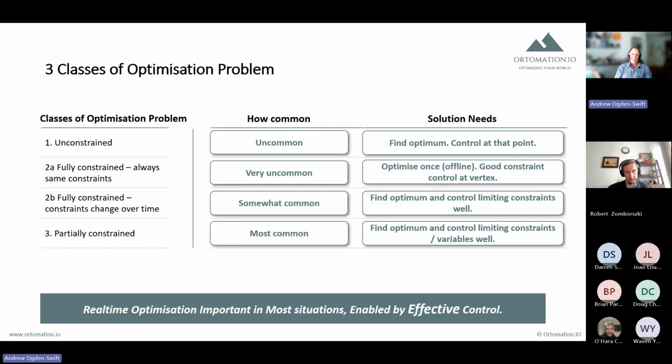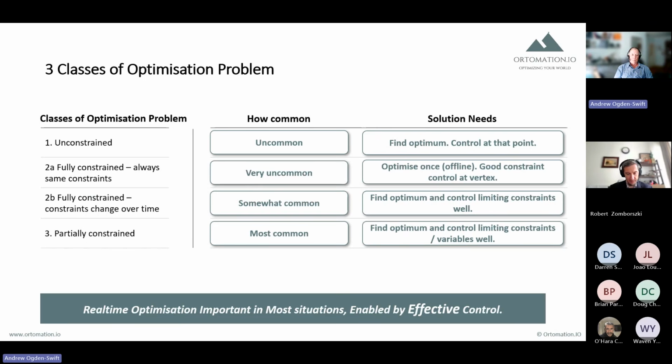This is actually, at least in the industries I've worked in, pretty rare. So I've come across a couple of examples. For example, trying to do feed split optimization between parallel heat exchangers often is unconstrained. And the solution needs to find the optimum as it moves around, and that's typically fairly slow, and then ensure reasonable control at that point.